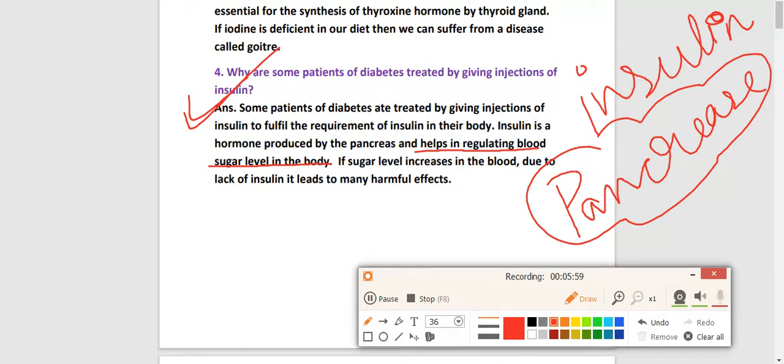If the sugar level increases in the body due to lack of insulin, what will happen? It can lead to many harmful effects in our body. The person will suffer from many health issues. That's why the patients are given injections of insulin to regulate the blood sugar level in the body. So that is the answer.